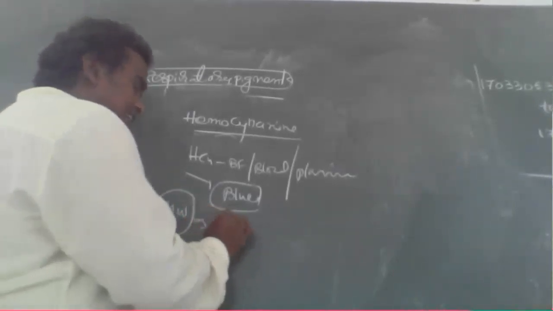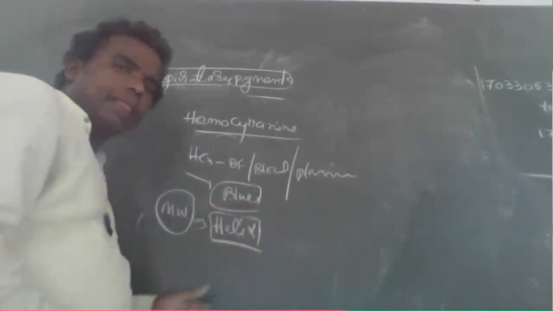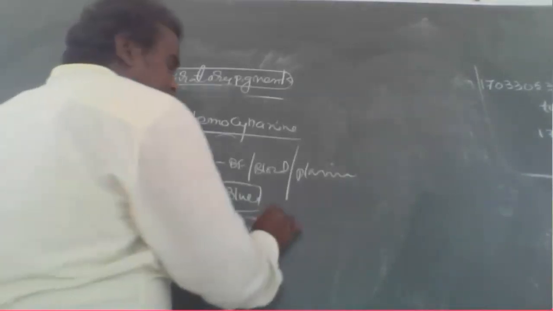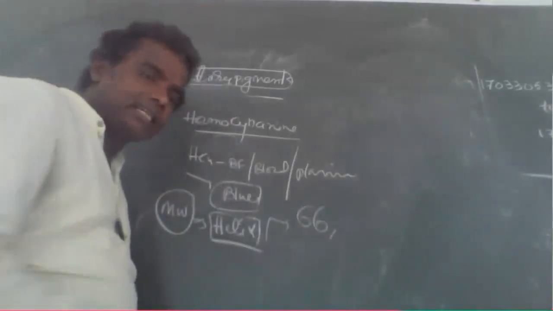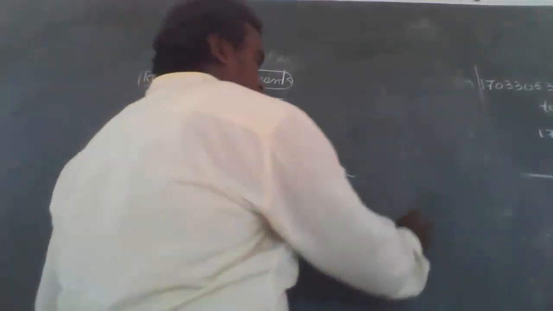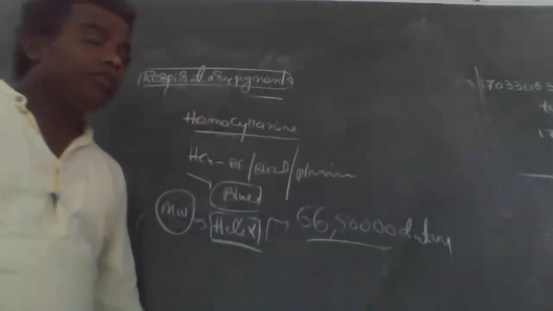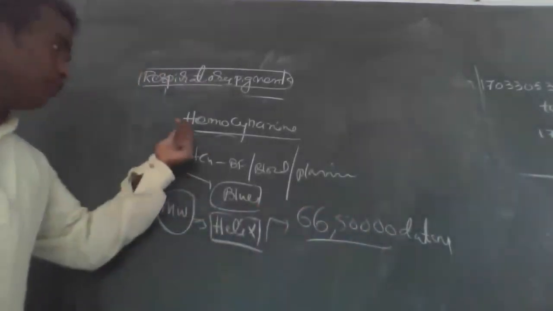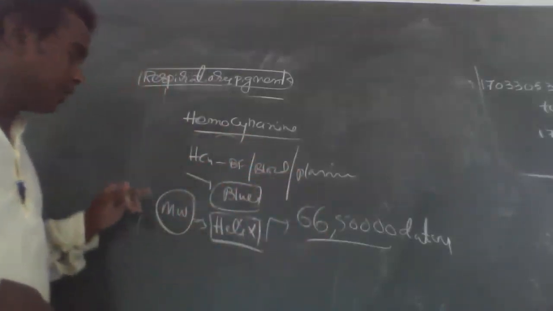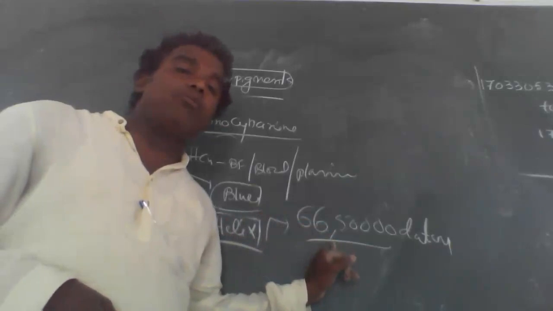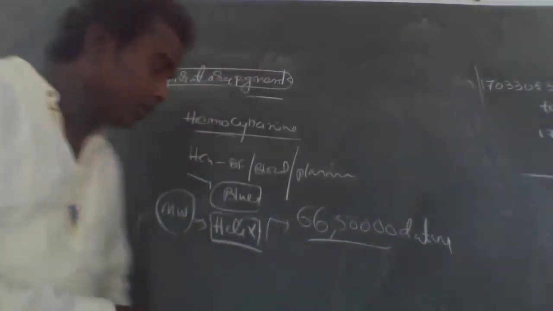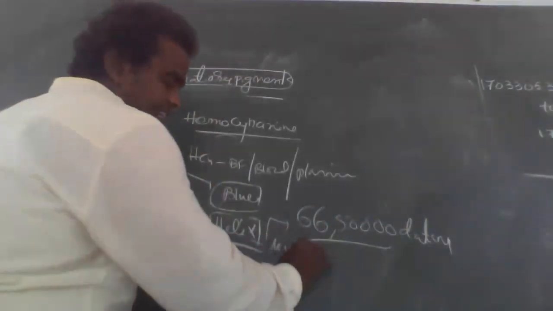Number 1, Helix. Helix is a molluscan animal, which has a hemocyanin molecular weight of 66 lakh 50,000 Daltons. In hemocyanin the molecular weight is different in different animals. So Helix is a molluscan animal with a molecular weight of 66 lakh 50,000 Daltons.